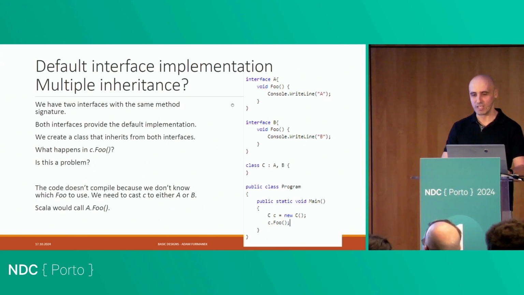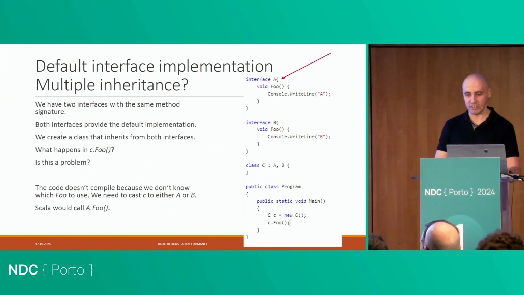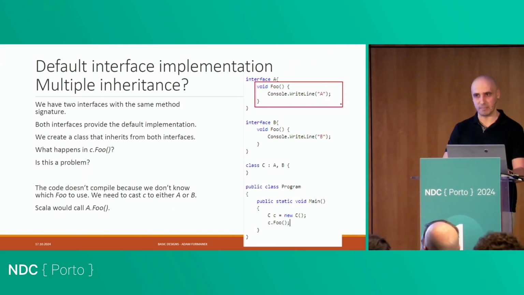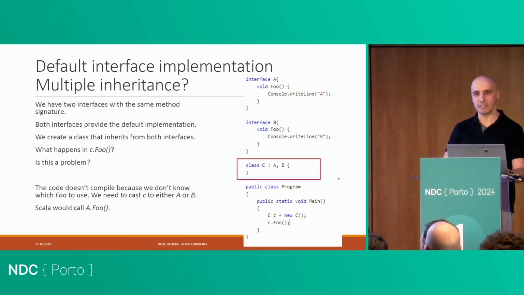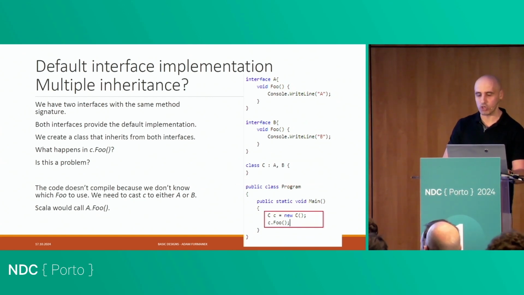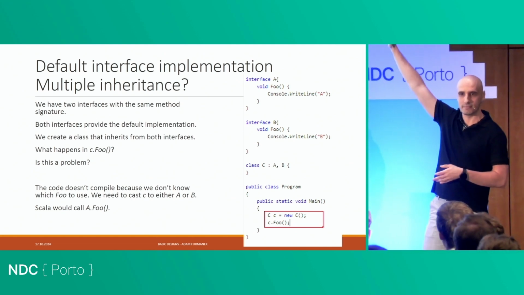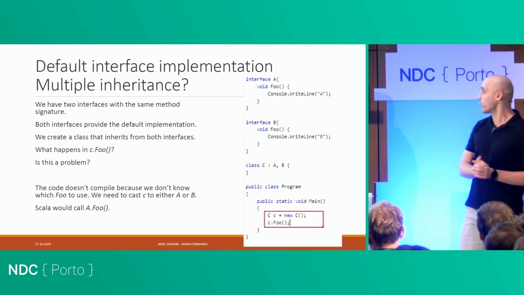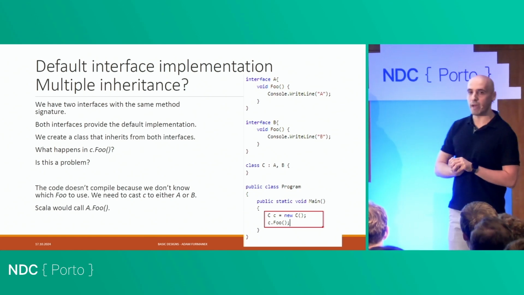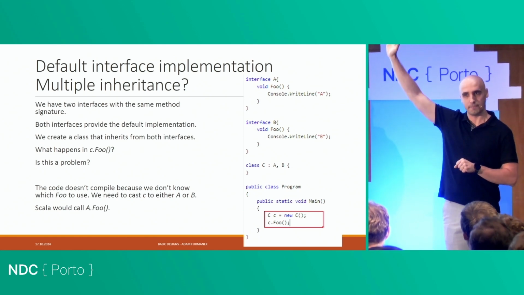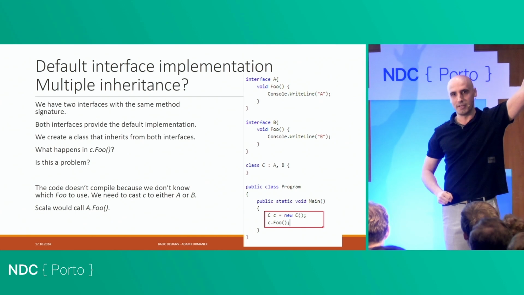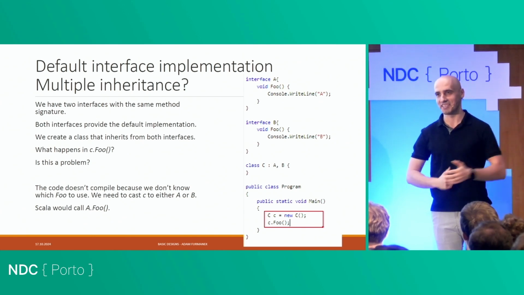What about this one? So we have two interfaces, interface A with default interface implementation, and then interface B with default interface implementation. Both of them have the same void foo method. We create class C that implements both A and B, and we call c.foo. Is it going to compile? Hands up. OK, so is it going to call the method from the one at the top, hands up, or at the bottom, hands up? And I can see no one is raising their hands now, OK?